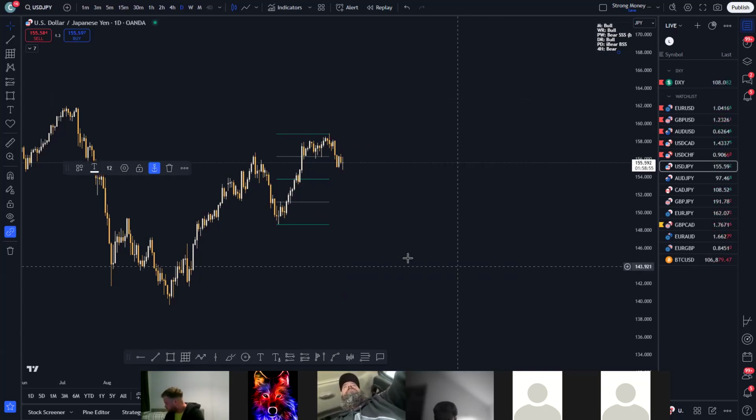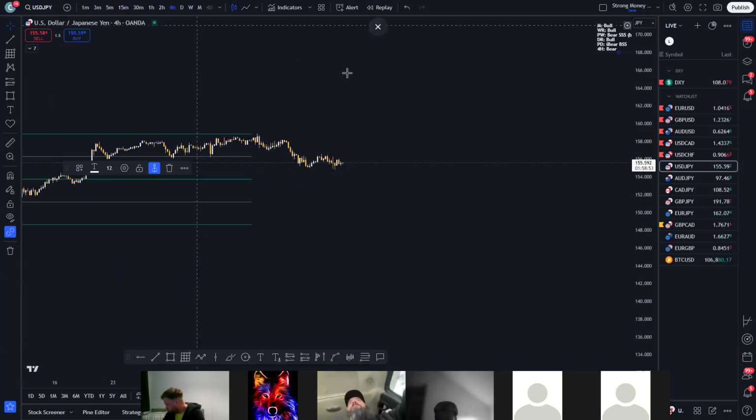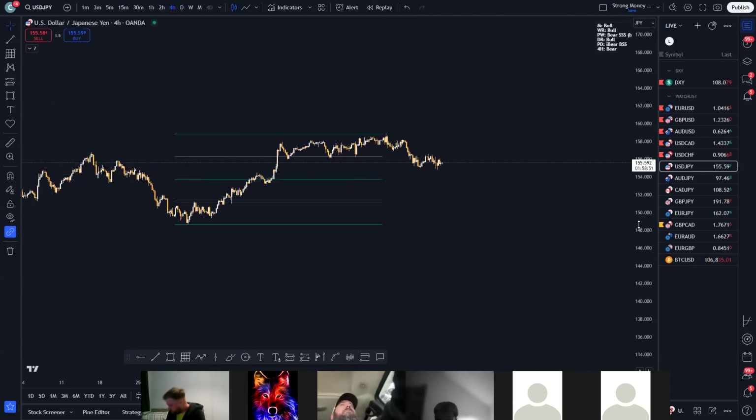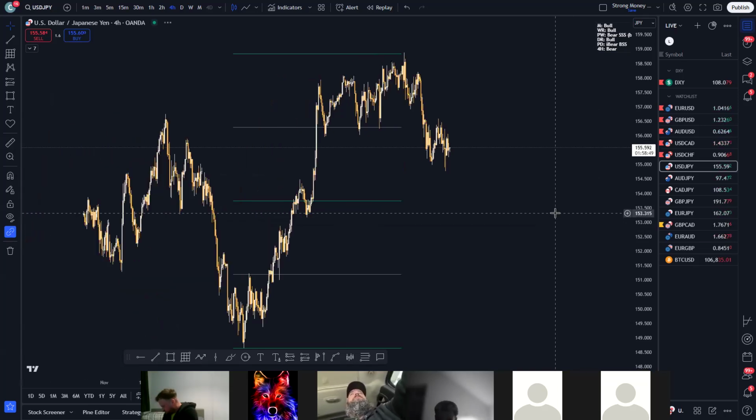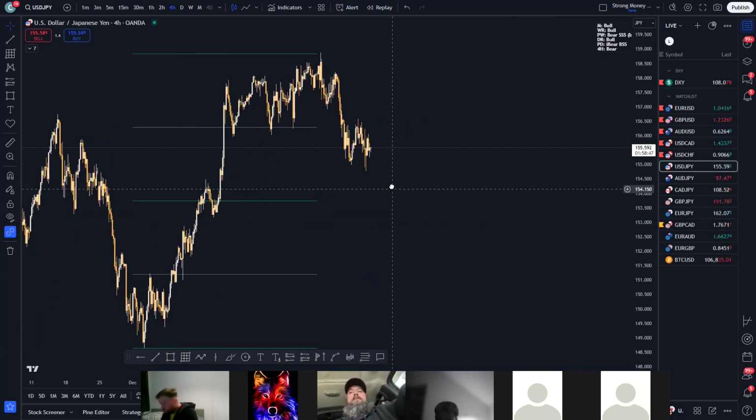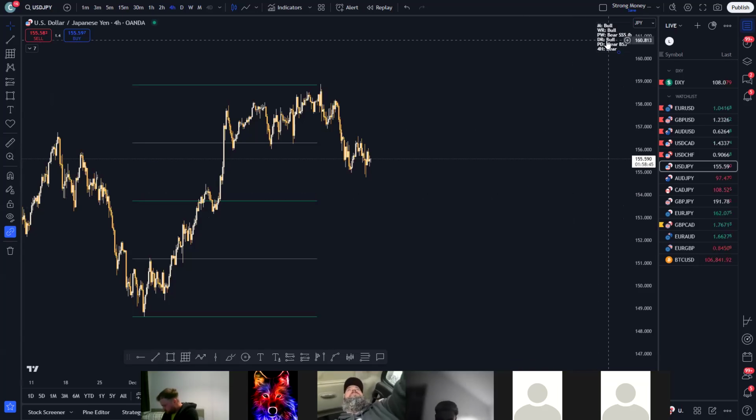What do you think on this one, Sam? You're gonna have to wait for it to come down, aren't you? It's quite a way to come down unless you counter trade that, but it's not really what we're aiming to do.